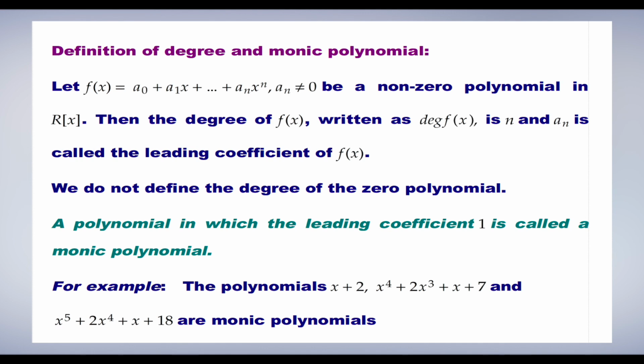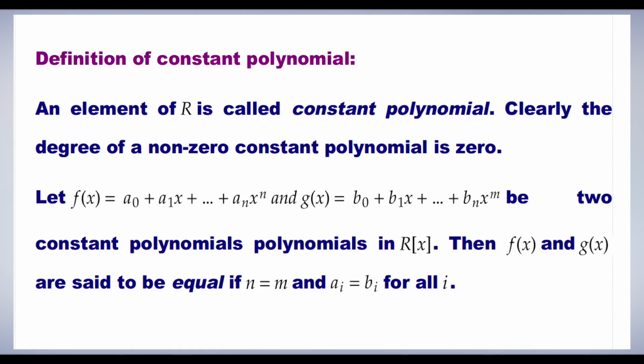A polynomial in which the leading coefficient is 1 is called a monic polynomial. For example, the polynomials x + 2, x⁴ + 2x³ + x + 7 and x⁵ + 2x⁴ + x + 18 are monic polynomials. Let us see the definition of constant polynomial. An element of R is called a constant polynomial. Clearly, the degree of a non-zero constant polynomial is 0.